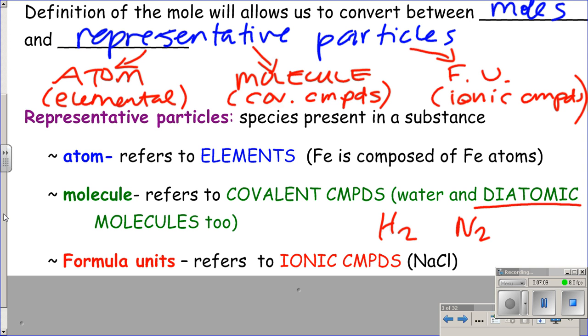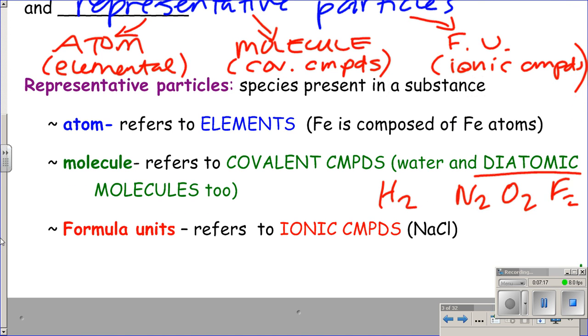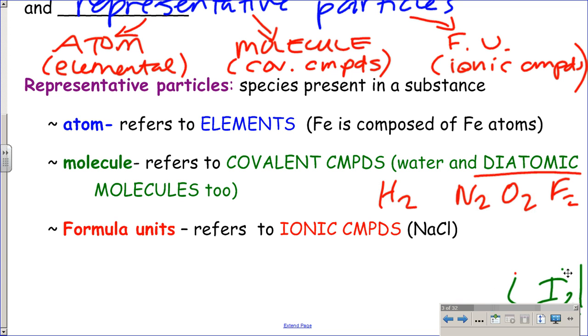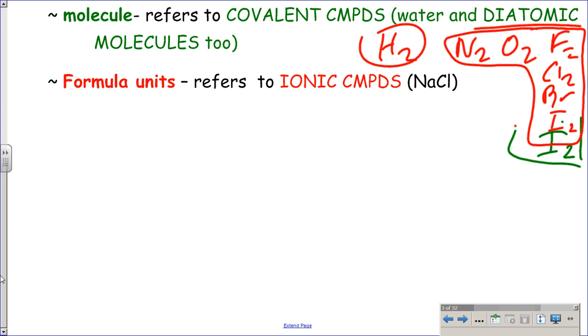N2, O2, F2. Hold on, I'm almost there. Just gotta scroll down. Okay. F2, Cl2, Br2, and I2. Yeah. So it's a big 7 in hydrogen. Those are your diatomics, and those would be molecules of hydrogen, molecules of chlorine, molecules of iodine. Not atoms. That's the big differentiation here, because though, yeah, they're from the periodic table, they're locked together as a molecule form. They're not atoms here.